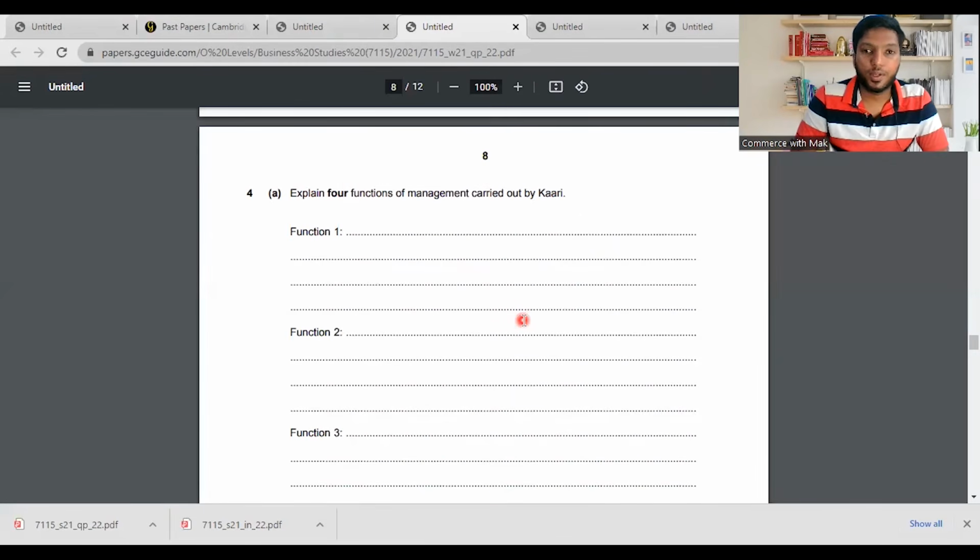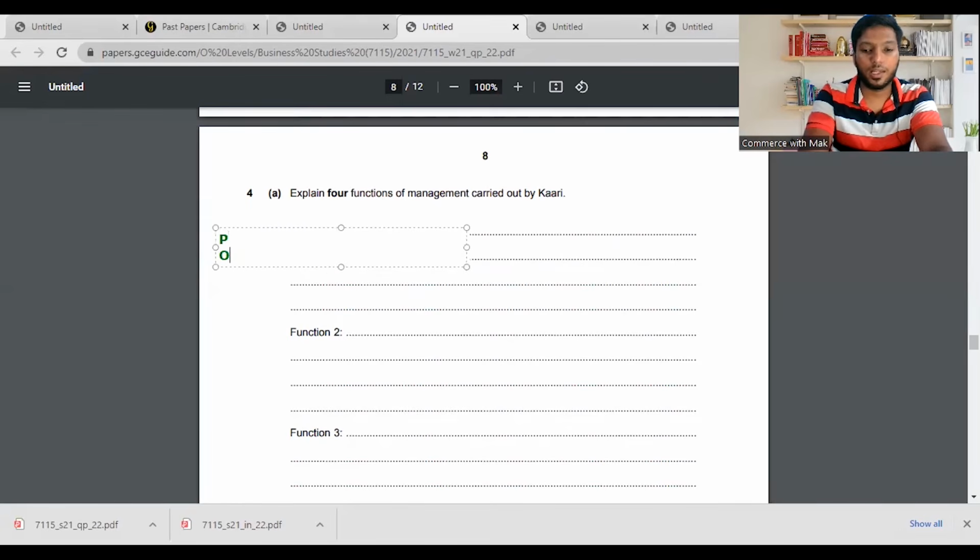Hello everyone. Today we are going to discuss question number 4. Explain 4 functions of management carried out by Kari. When I speak about management functions, you need to remember only 4 things, which will always come to mind. I teach the students as POLC. P stands for planning, O stands for organizing, L stands for leading, and C stands for controlling. So you can write 4 points out of this.